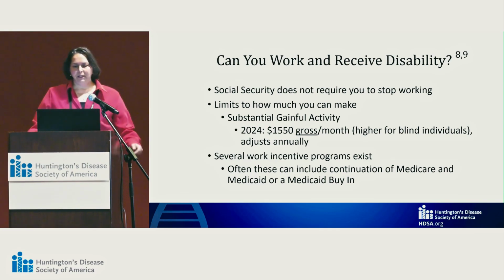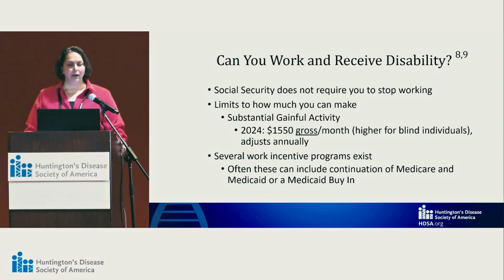Can you work and receive disability? You can. Social Security is not going to tell you you cannot work, but they do have limitations on how much you're allowed to earn. There is an amount called Substantial Gainful Activity, or SGA. This is an amount that changes every year, and if you make 1 penny over it, you're not disabled. In 2024, that's $1,550. That is a gross amount, so that's not the amount you have to play with at the end of the month. That's the amount before they take out all your taxes. If somebody is blind, there is a higher amount.